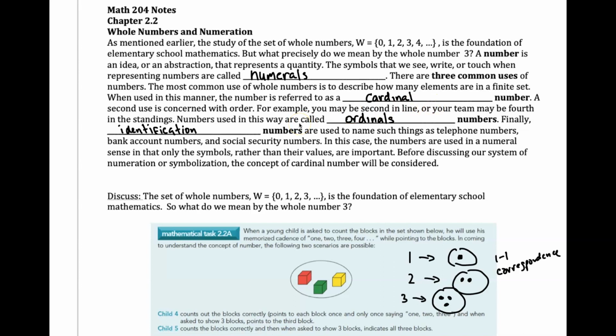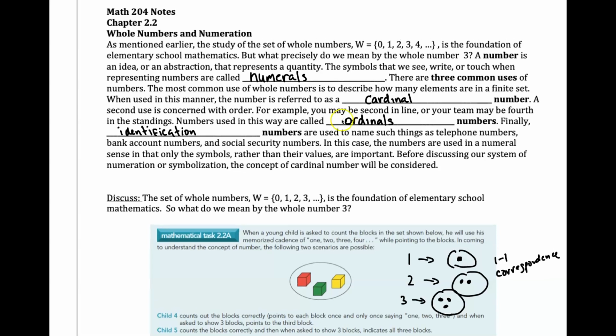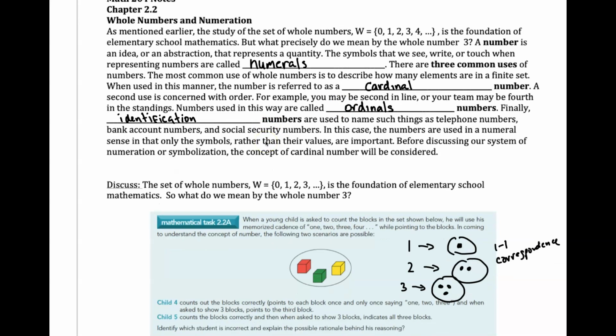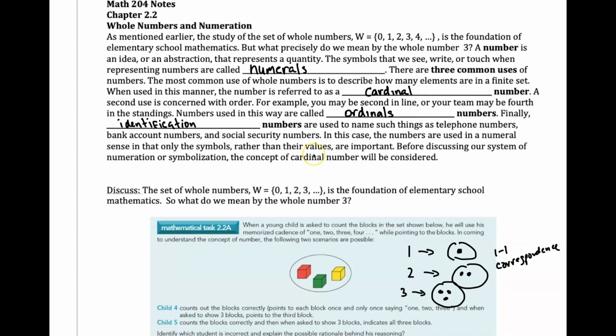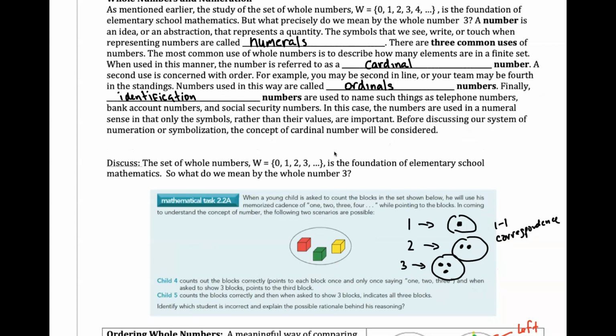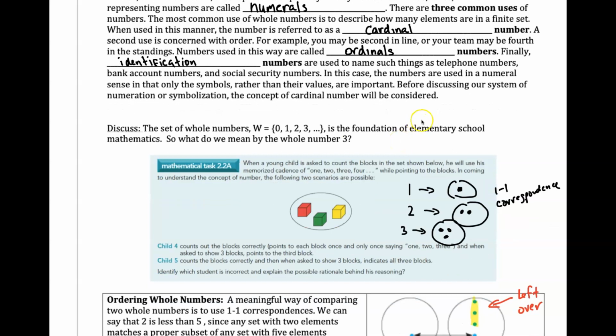Numbers, we would say, are ordinal numbers when they're used to describe order, right? You finish first, second, third. And then we also use numbers as identification, not as quantity, but as an identifier, like a name, right? It's just a symbol to represent some name. Like a number on a jersey would be an identification number. And so let's start with looking at the concept of a cardinal number.